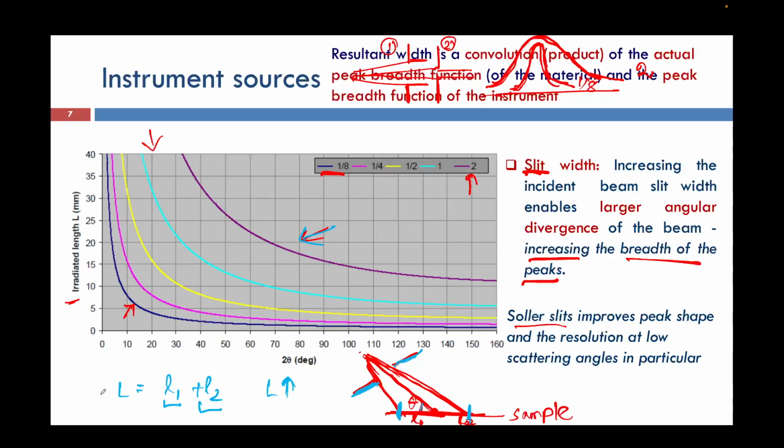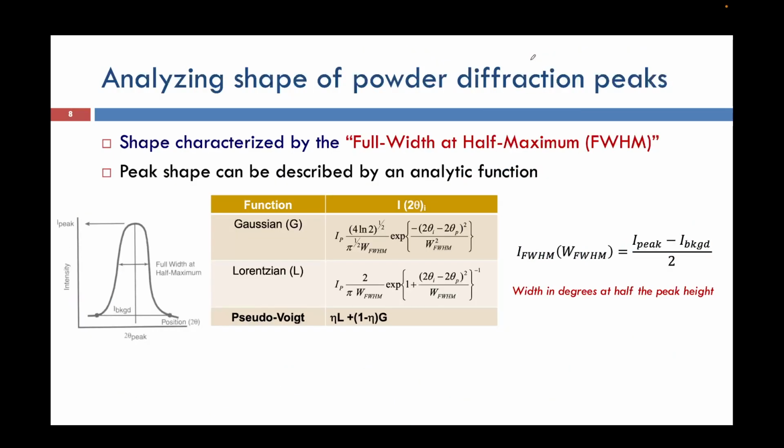Okay, so here I have written something. So what happens finally is that the result we get will be a convolution or a product of the actual peak breadth function of the material, right? The final result is the result of the material as well as some broadening coming due to the instrument, which we do not want. We do not want a convoluted peak. So that is why we have to deconvolute the peak. Always remember, we have to deconvolute the peak.